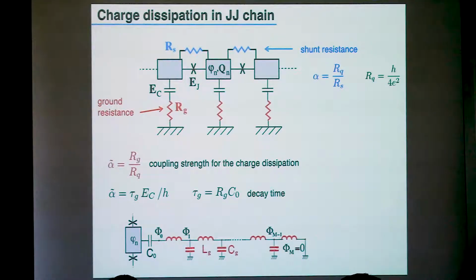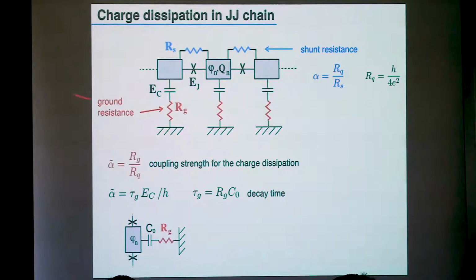And then, according to the Caldeira-Leggett model, the resistance here you can describe as a bunch of infinite harmonic oscillators, taking the continuous limit, and then this corresponds exactly to the resistance that you have here.